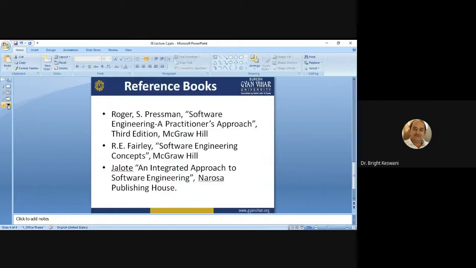These are some reference books. For more information, you can consult these books. All concepts related to software engineering are demonstrated and elaborated properly in these books. So if you have any doubt about any concept which I discussed in this lecture, you can consult these reference books.